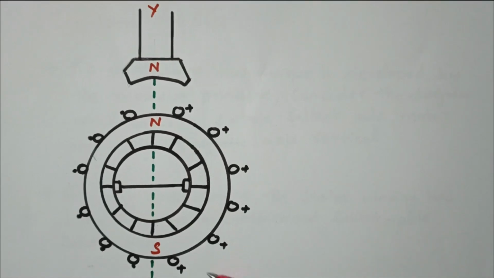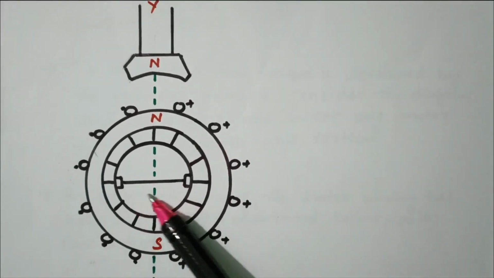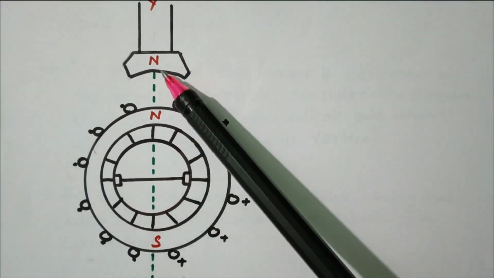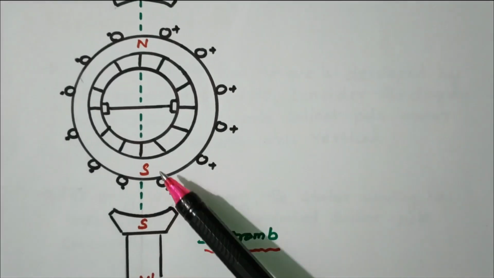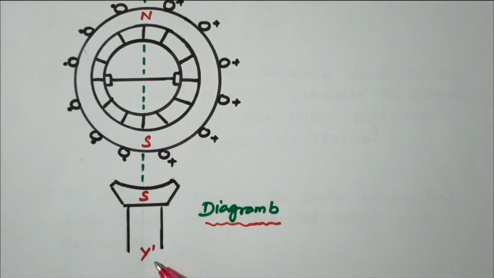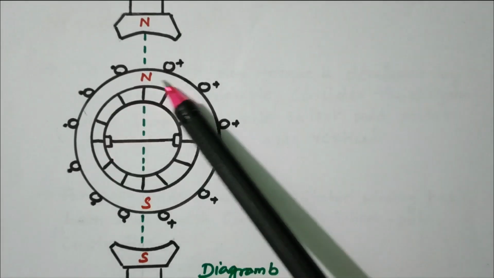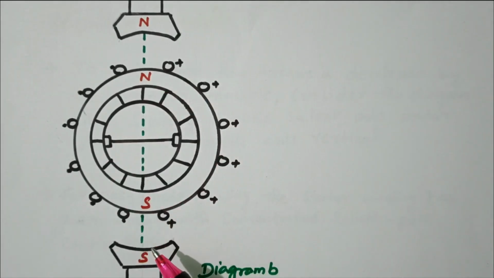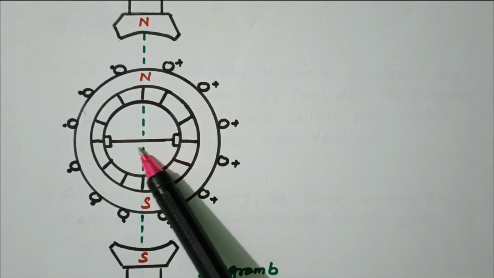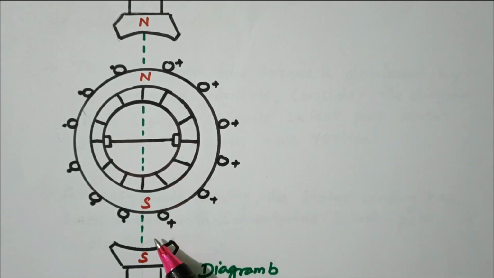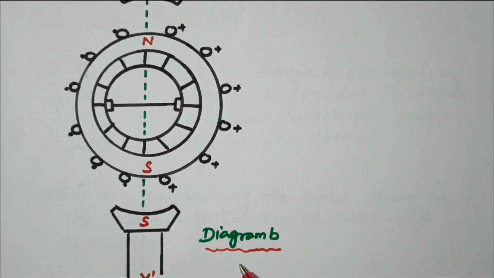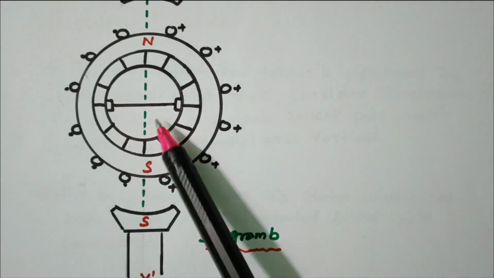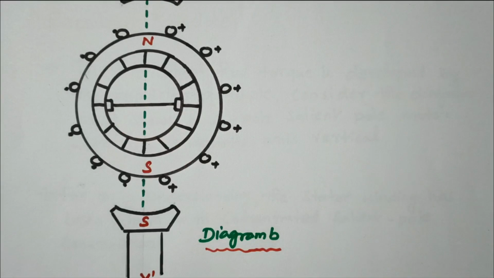This diagram refers to the horizontal position. The brush holder is available horizontally. Remaining all are the same. At the top, the main pole and rotor pole are N; at the bottom, the main pole and rotor pole are S. The axis is Y dash. In this case no EMF is induced. Only in the vertical case is the EMF induced; when the brush holders are in the horizontal position, the EMF is not induced. So this is diagram B, vertical position; diagram A, horizontal position. Now we'll go to the description.